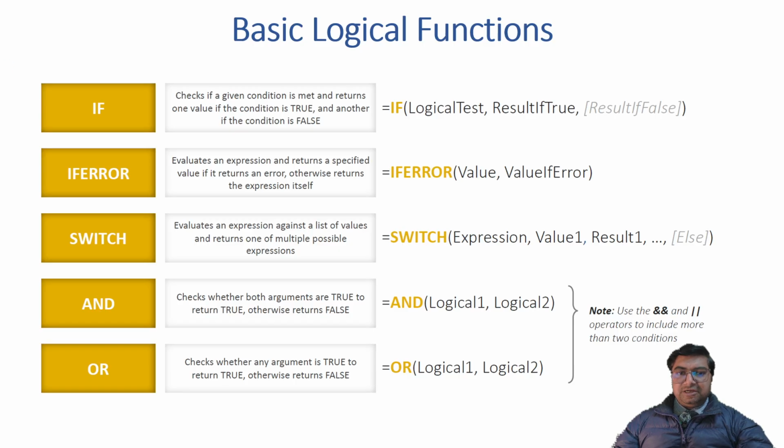SWITCH evaluates an expression against a list of values and returns one of multiple possible expressions. AND is simply logical 1 and logical 2: if both conditions match, then it gives the result, if not, it will not give the result. OR: if logical 1 is true or logical 2 is true, either one, it will give the result.